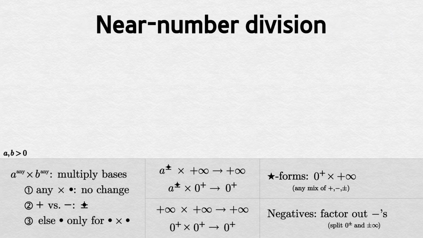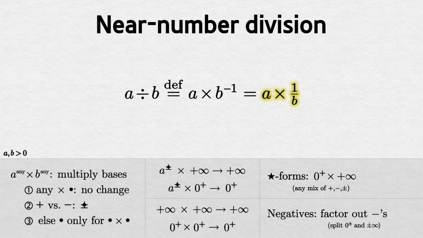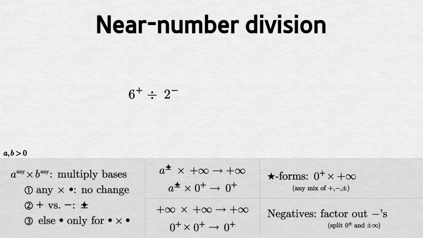Coming to division, the best thing to do is reciprocate the second factor and multiply. Let's go through a few examples to illustrate. First, a simple one, 6 plus divided by 2 minus. If we replace division by 2 minus by multiplication by its reciprocal, 1/2 plus, the product then works out as usual, giving us 3 plus. We can divide 100 plus by positive infinity. We just replace division by positive infinity with multiplication by 0 plus, and we find a result of 0 plus.